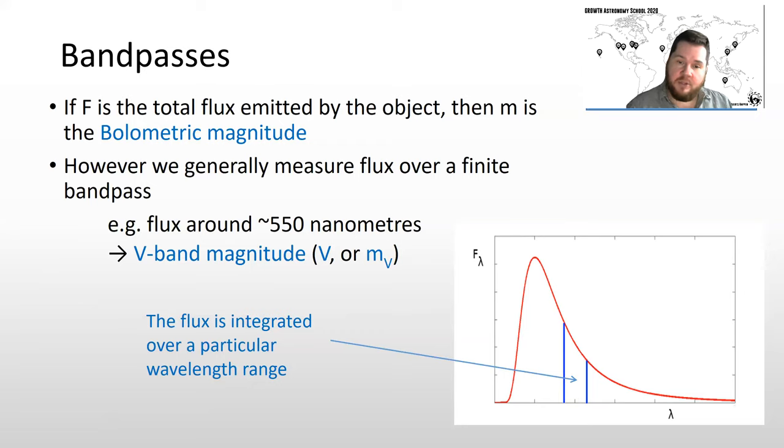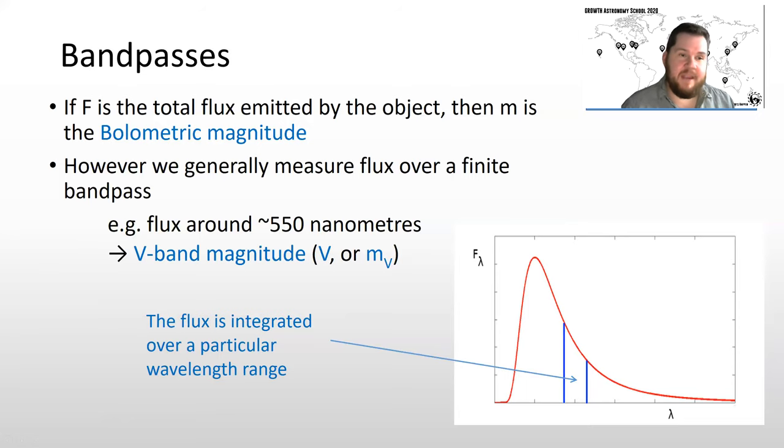Here I have a plot showing a black body. We have flux density on the y-axis against wavelength along the x-axis. So let's say we want to measure the flux around about 550 nanometers. 550 nanometers is a good visual wavelength. It's roughly in the middle of the eye's visual range. This is light you would see with your eye. This is optical light.